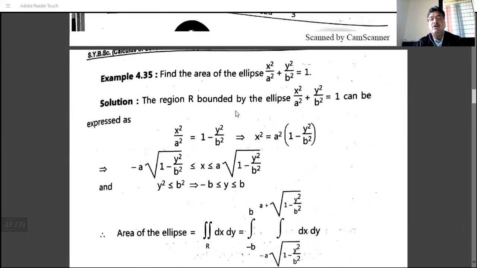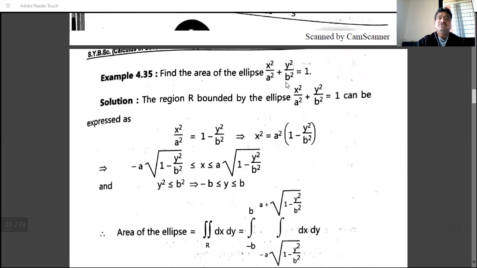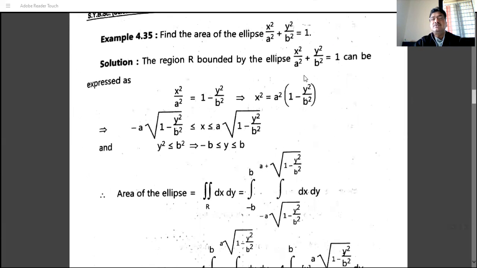Find the area of the ellipse. Next example. So here the ellipse is given, x square by a square plus y square by b square is equal to 1. In order to find the area of the ellipse, or area of the hyperbola, or any ellipsoid, suppose we have to find the volume of an ellipsoid, we have to find the area of the ellipse. So what is the procedure? Suppose we have to find the area of the circle, x square plus y square is equal to 1, or x square plus y square is equal to r square.